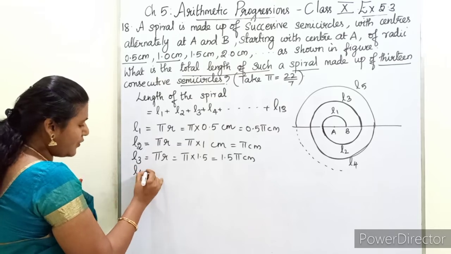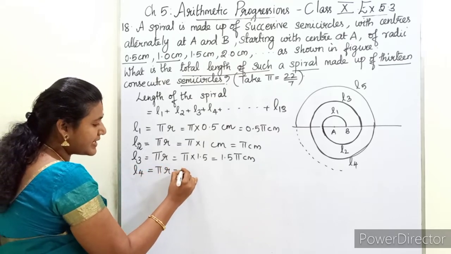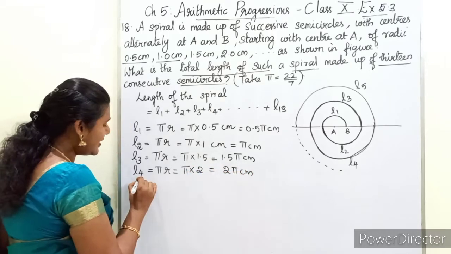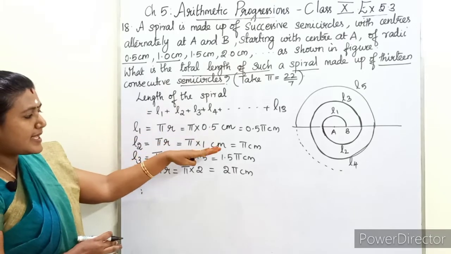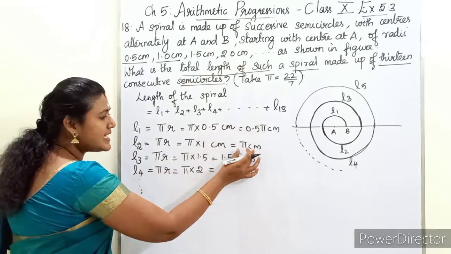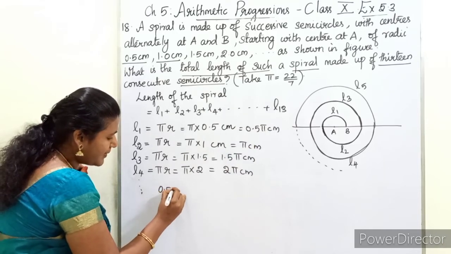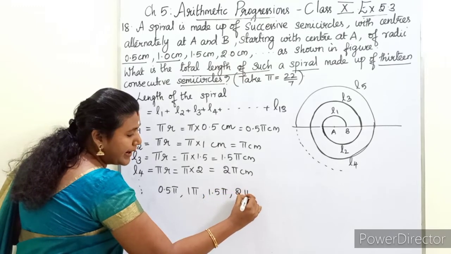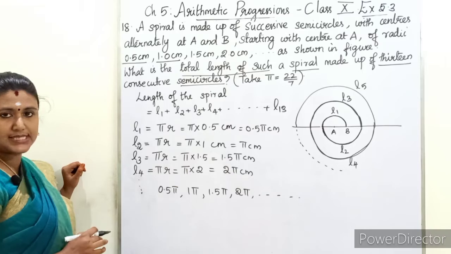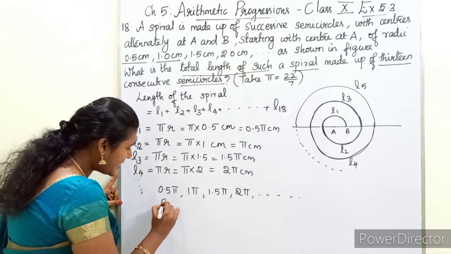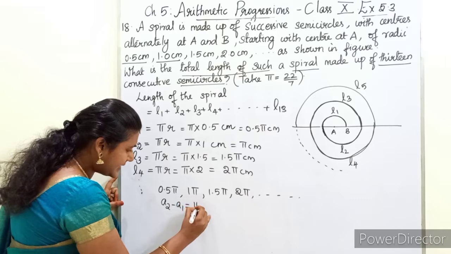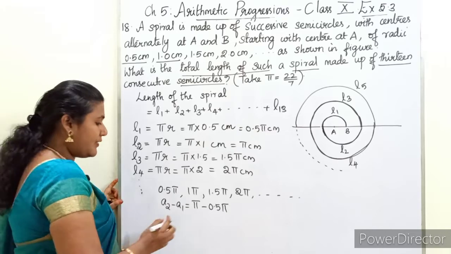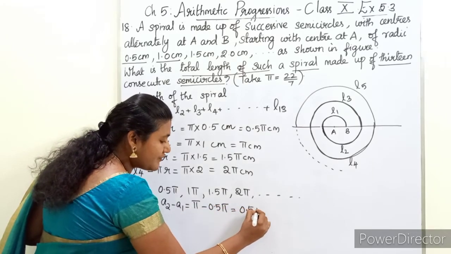Similarly, we will find L4 also. L4 is pi r, and here the radius is 2. So pi into 2 is equal to 2 pi centimeter. It will go like this. These are the lengths of the semicircles. Now we will look at these values: 0.5 pi, 1 pi, 1.5 pi, 2 pi, etc. What is A2 minus A1? That is the second term minus the first term, which is pi minus 0.5 pi, equal to 0.5 pi.